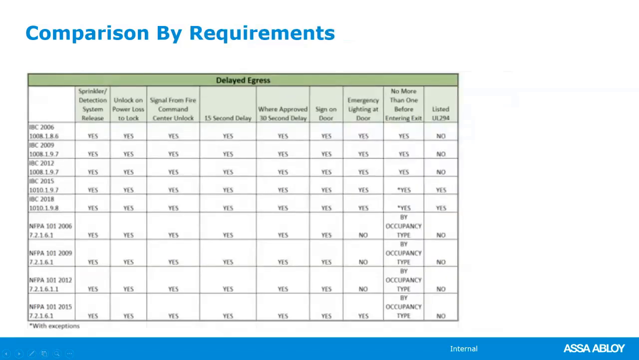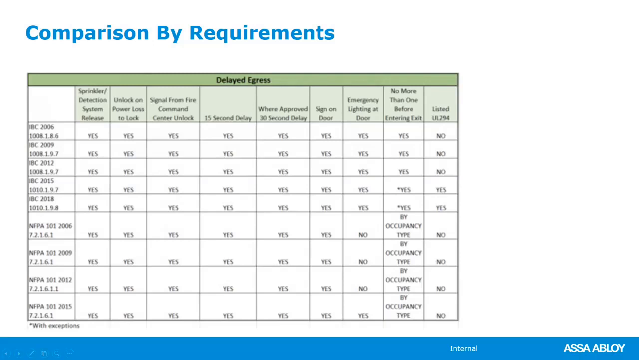The next cross-reference is the different requirements, those 8 criteria. So is sprinkler detection system release required? Yes, across the board. Unlock on loss of power, fail-safe? Yes, across the board. Signal from fire command center? Yes. So you can see that there are some differences in NFPA 101 when it comes to emergency lighting at the door, no more than one before entering an exit. That varies by occupancy type in NFPA 101, whereas in IBC, it varies by exception in the 2015 and 2018 edition.